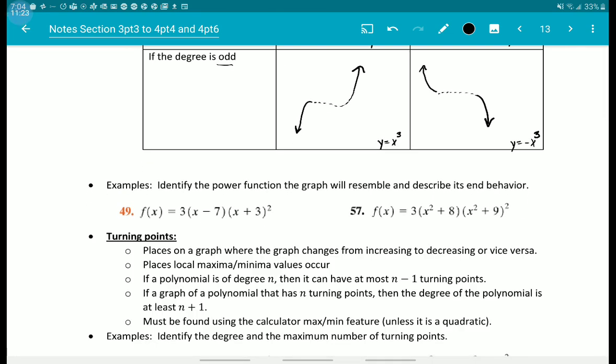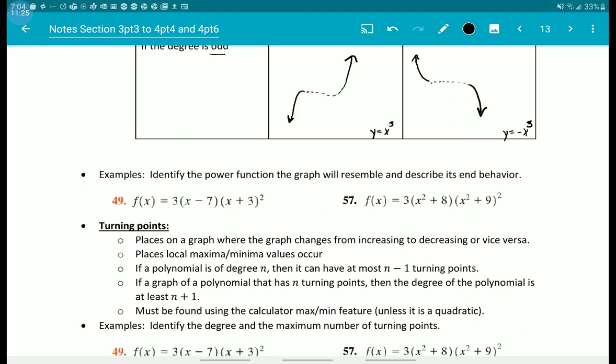So let's look at a couple of examples. We want to identify the power function that it's going to resemble and the end behavior. So if we look at that first one, let's say we multiplied everything together. Then we would have a 3 as a leading coefficient, and we would have an x times another x. Eventually, if we multiplied everything out, we would have 3 times an x times an x times an x, which would be a 3x cubed. So there is our power function that we're going to resemble.